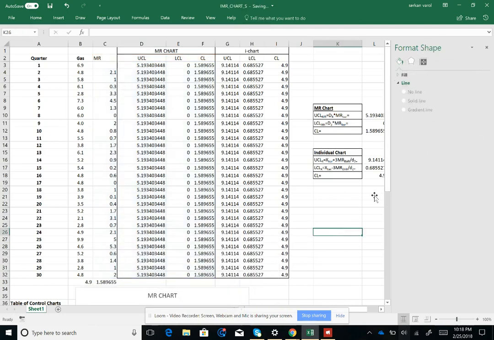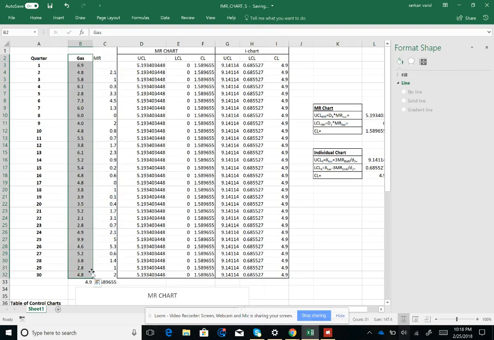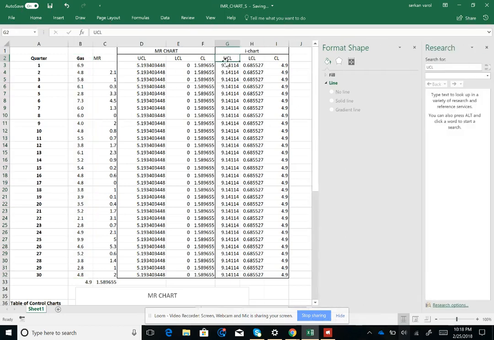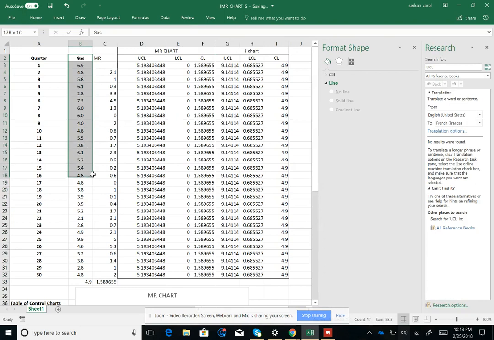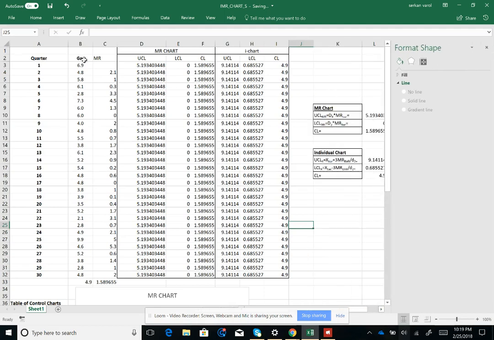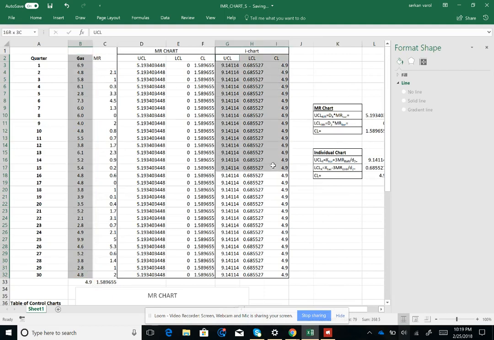So how do we do the individual charts? Okay. Select gas, then press and hold Control. I didn't mean to say Alt, it's Control. Okay. So I selected all the values in gas. I'm pressing and holding Control, then I'm selecting all my values under iCharts.